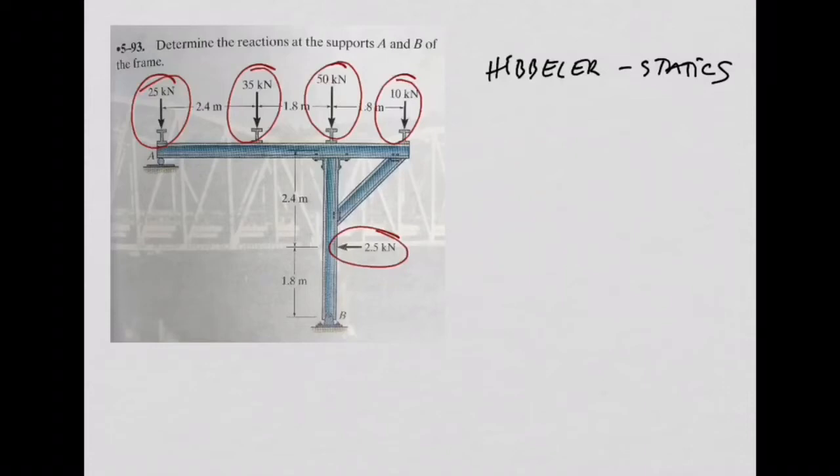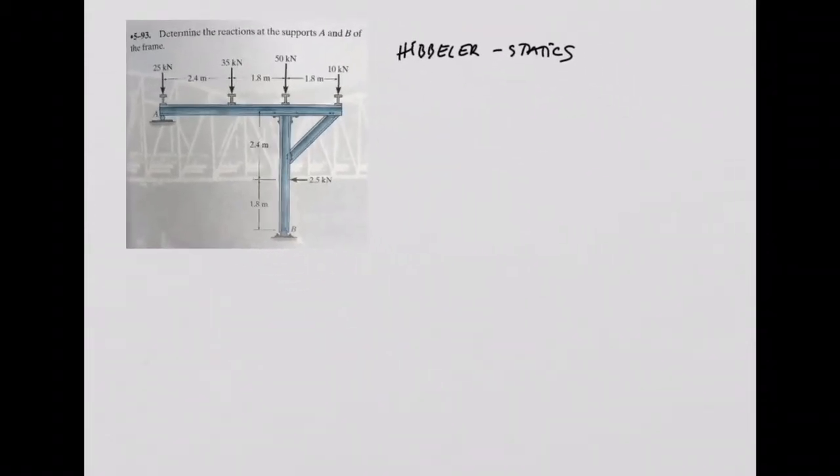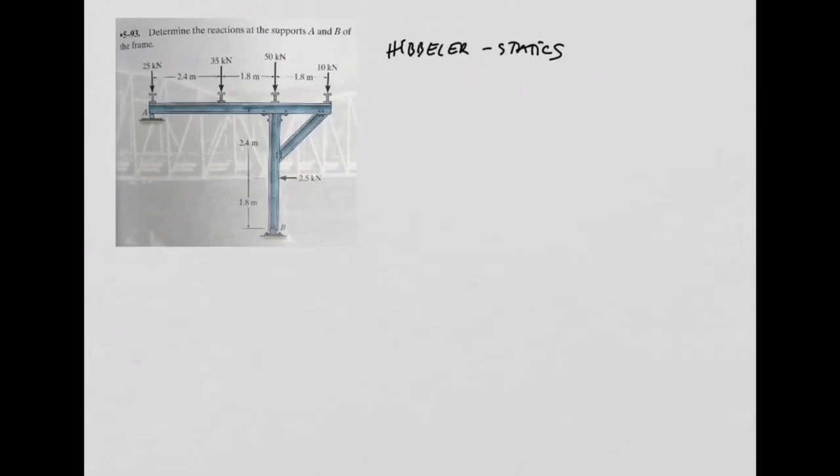Good. So the question is, determine the reactions at the supports A and B of the frame. Okay? So we are going to do this step by step. The first step is always the construction of the free body diagram. So we are going to build the free body diagram of this structure.